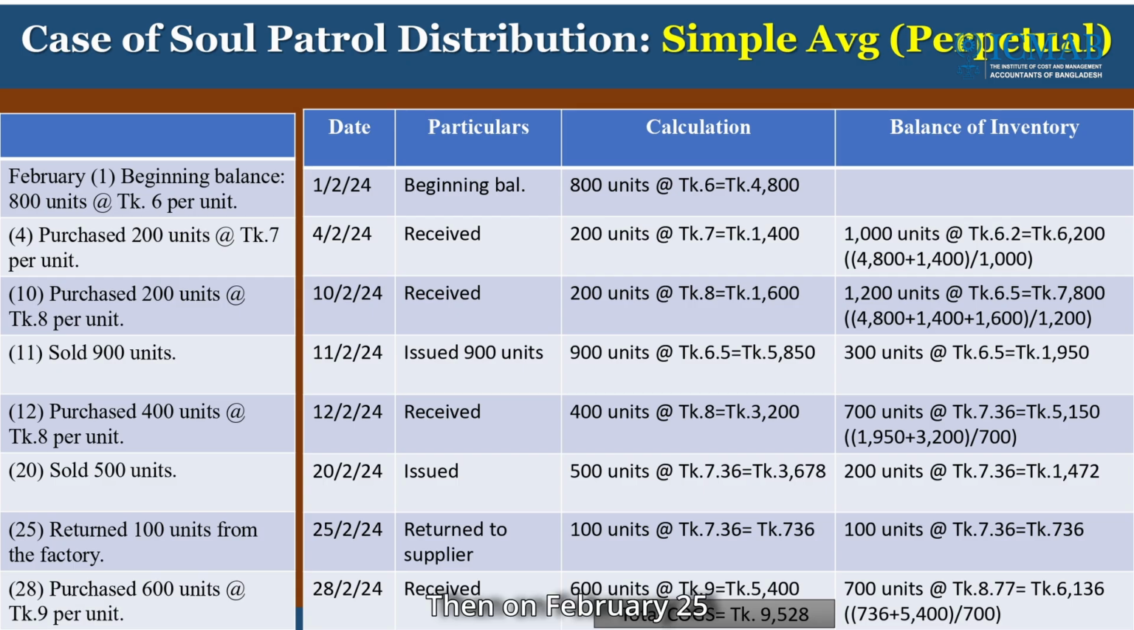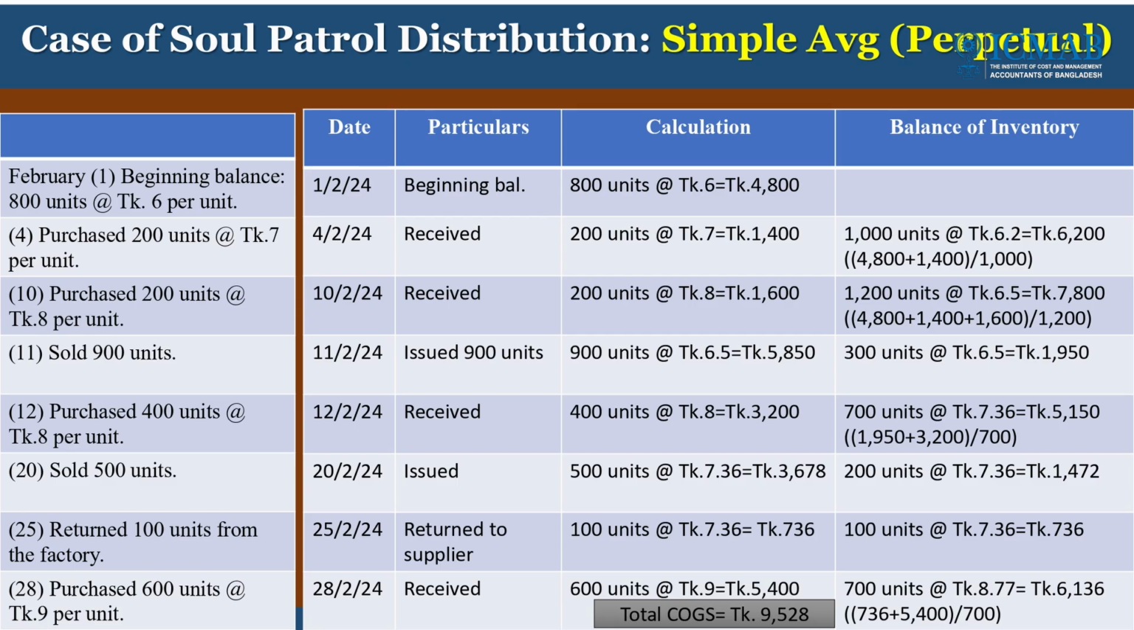Then on February 25, you return 100 units. So 100 units will be deducted from your ending inventory. You have only 100 units at the end of 25th February, and the value of each inventory is 7.36. So the value of ending inventory is 736.